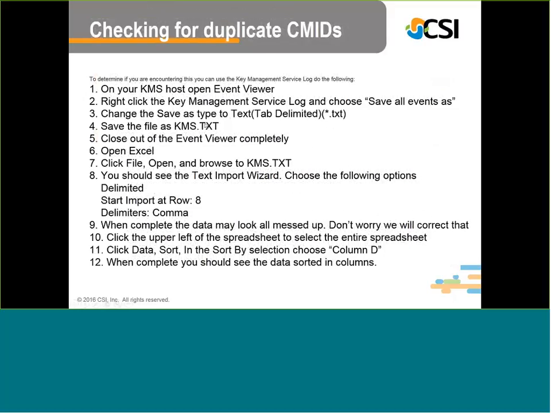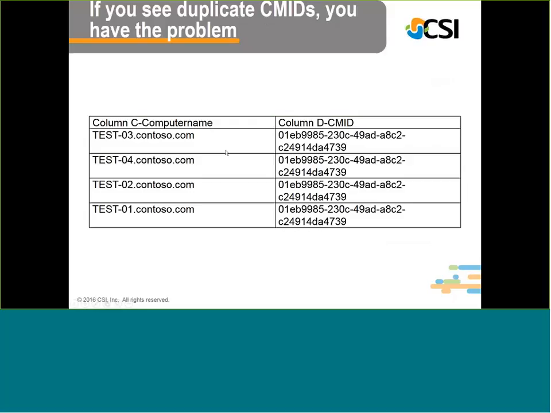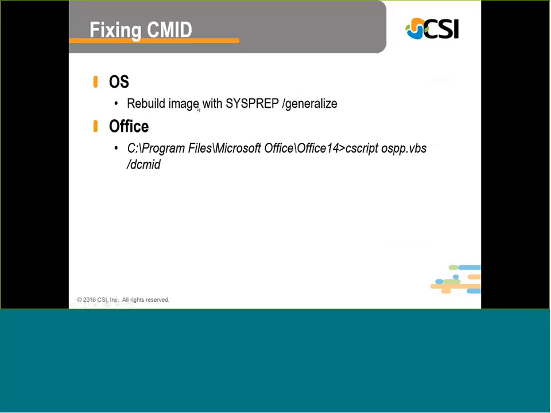Now these next couple screens, I'm just going to let you read in the handout. It's basically how to track down the machines that have the same CMID so that you can fix that. So again, how to fix CMID: sysprep generalize, or run ospp.vbs /dcmid.